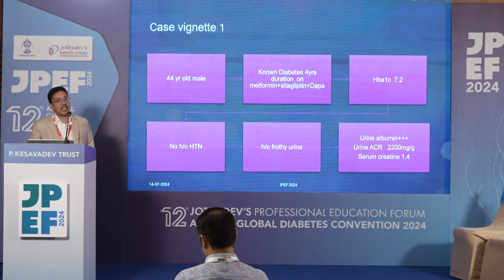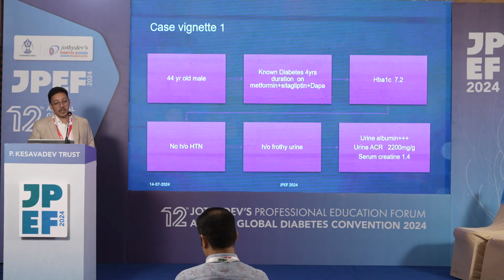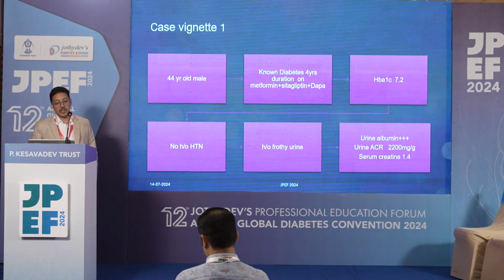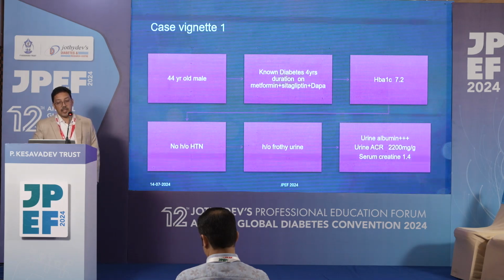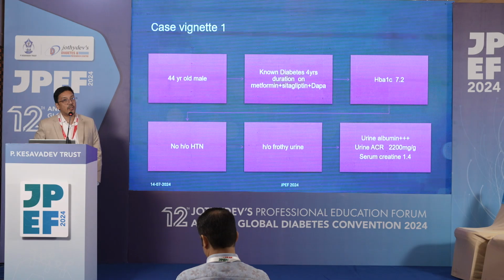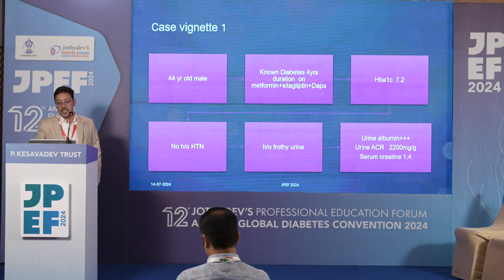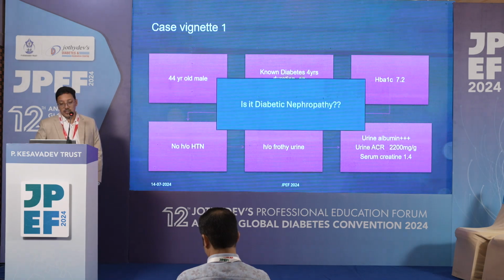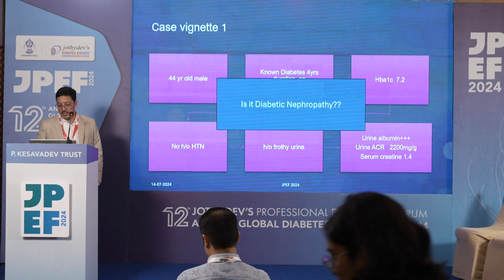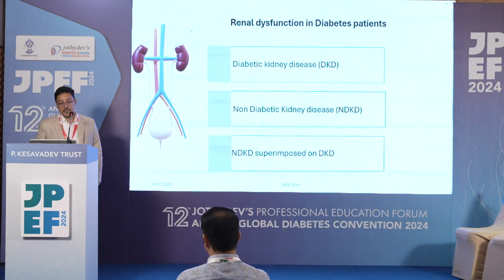I'll start with a case vignette, which is a 44-year-old male, diabetes of 4 years duration, on metformin, sitagliptin and DAPA, having reasonable control of blood sugar with an A1C of 7.2 and no history of hypertension. History of frothy urine, urine albumin was 3 plus and ACR of 2200 milligram per gram and a serum creatinine of 1.4. So is it diabetic nephropathy? We will come to this case at the end of the session.